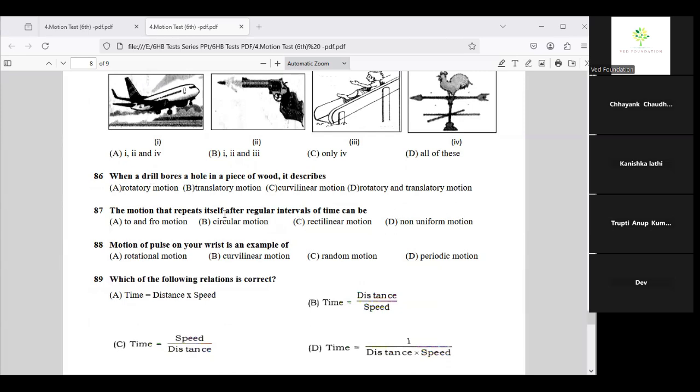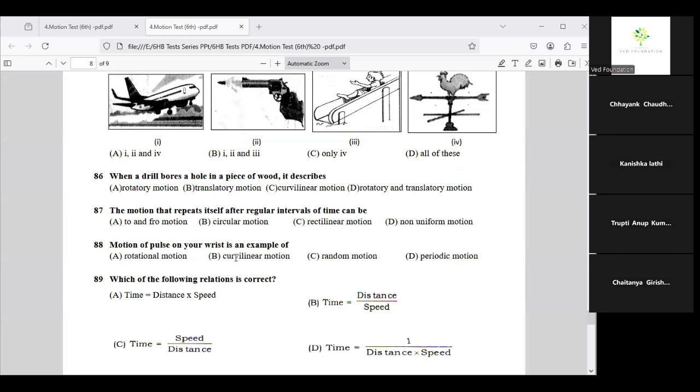87. The motion that repeats itself after regular interval of time can be to and fro, circular motion, rectilinear motion, non-uniform motion. The motion that repeats itself after regular interval of time can be to and fro motion, means oscillatory motion. Oscillatory motion repeats after regular interval of time. So option A is correct.